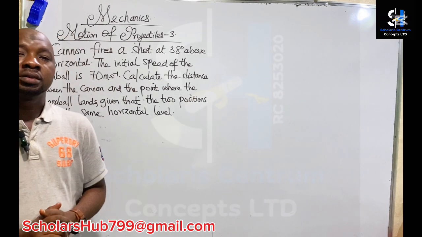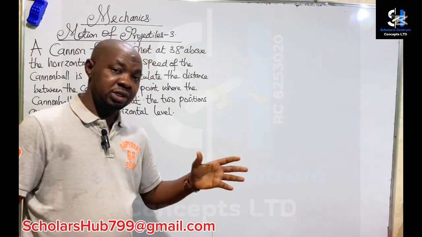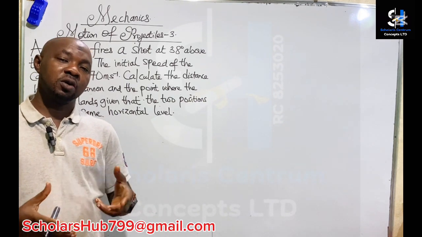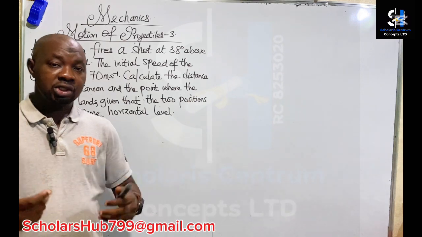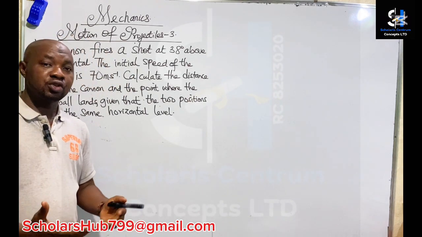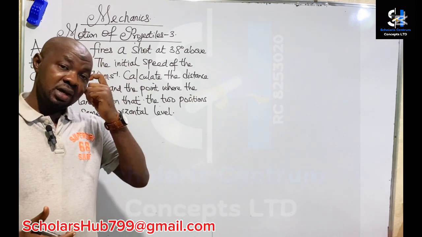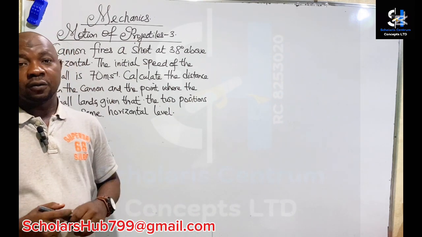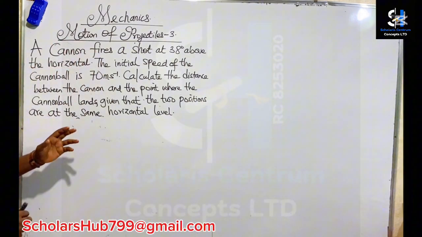Hello everyone, we have another question on motion of projectile. Projectile is the motion of an object that is thrown, projected or launched into the air and then moves under the influence of what we call gravity. It will also describe a curved trajectory along its path. All right, so now we have this question.